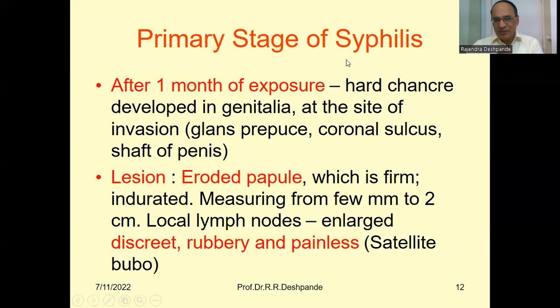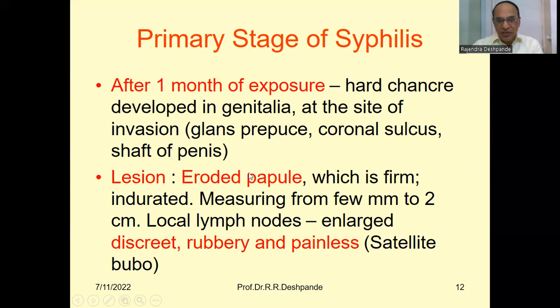Primary stage of syphilis. After 1 month of exposure, there will be hard chancre. Chancre is nothing but ulcer. Hard chancre develops in the genitalia at the site of invasion. Basically, it will be on the glans, prepuce, coronal sulcus, and shaft of the penis. Anywhere this particular ulcer can be there.